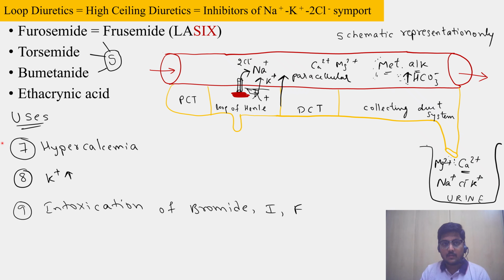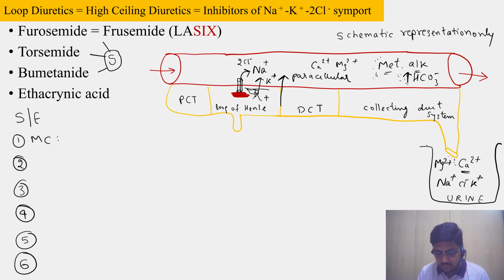For side effects, the first thing we can recall about any diuretic is usually loss of electrolytes. It is very aggressive for loop diuretics. So the most common side effect will be loss of electrolytes, disturbance in electrolytes. The most common thing we see is hypokalemia. The second side effect which we need to remember is, it increases the GRBS levels in the blood.